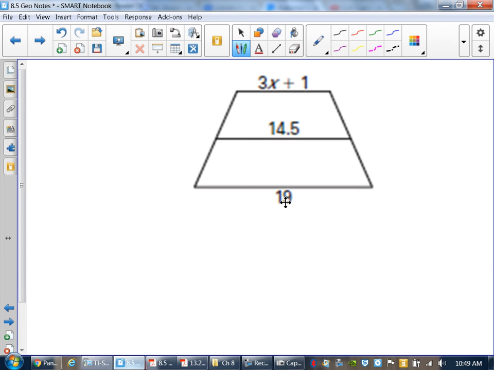That's all. So, if you're looking at this, if you're starting at 19 and you're going to 14 and a half, do you go up or down? You went down. How much? What's 19 minus 14 and a half? 4.5. So what's 14.5 minus 4.5? 10. So the other segment has to equal 10.